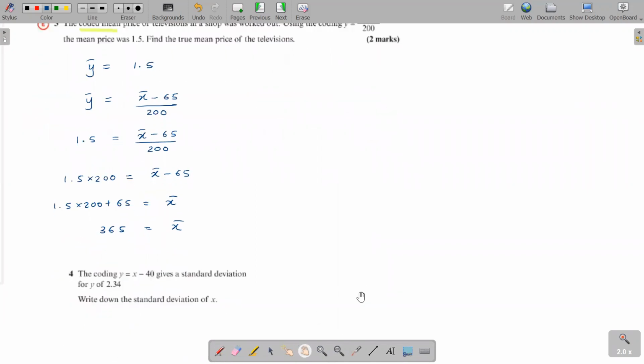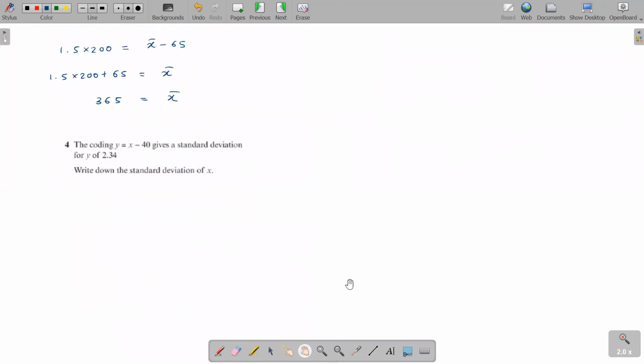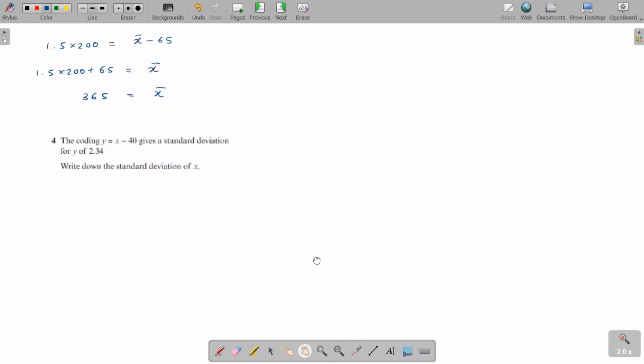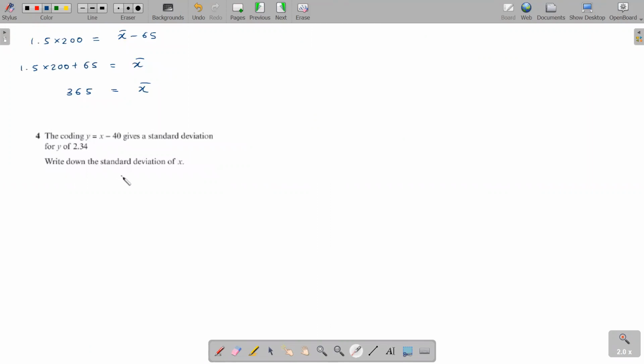Okay. Next, let's attempt question number 4. Okay, question number 4. They have given you here the coding y equal x minus 40 gives a standard deviation for y of 2.34. What have they given you? The coding is y equal x minus 40. And they say it gives a standard deviation for y of 2.34. Who is 2.34? This means 2.34 is sigma y. Sigma y is 2.34. Are you with me?